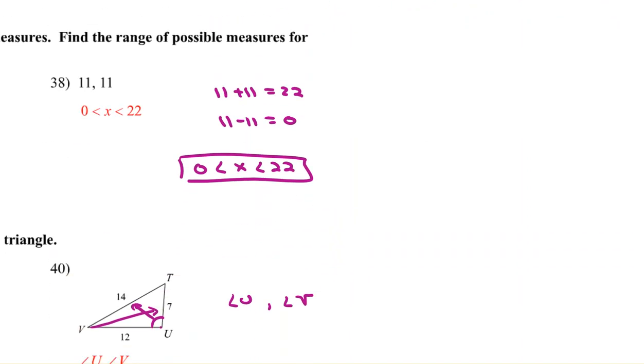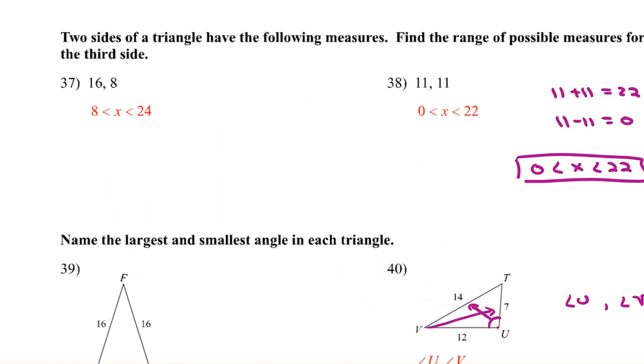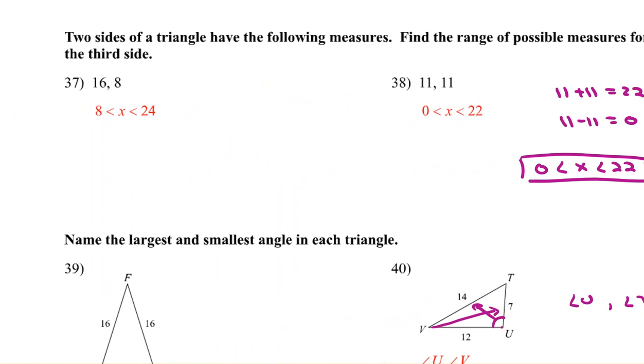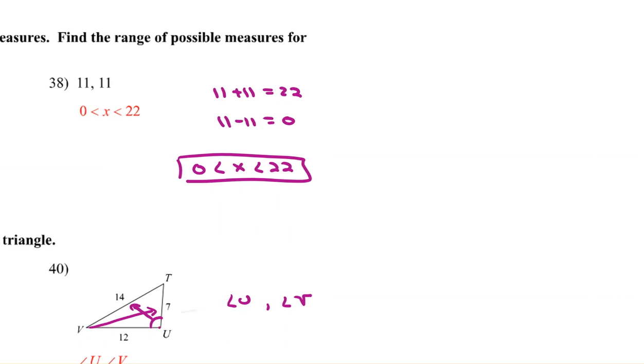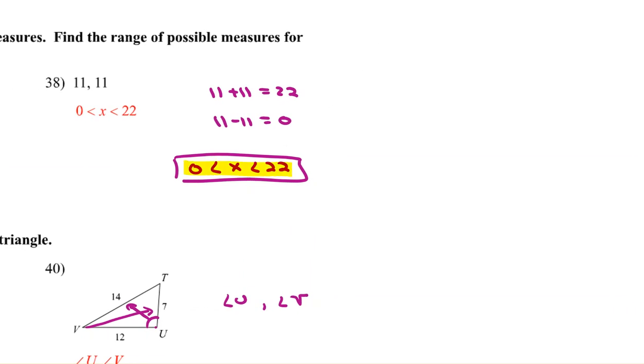Down here, we want to find the range. So we add, and then we subtract the larger from the smaller. In this case, 11 and 11 were the same, so you got 0. But over here, we should be careful, like for this one, you can do 16 plus 8 to get 24, but you better do 16 minus 8 to get 8. Do not do 8 minus 16 equals negative 8. That's not right. So don't do that one. And don't forget to write your nice statement.